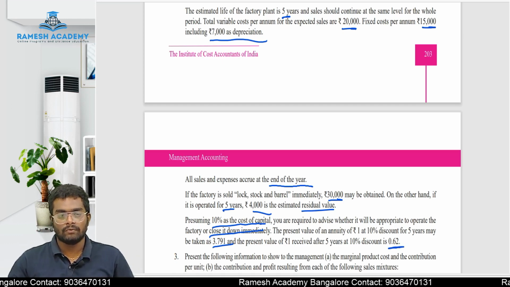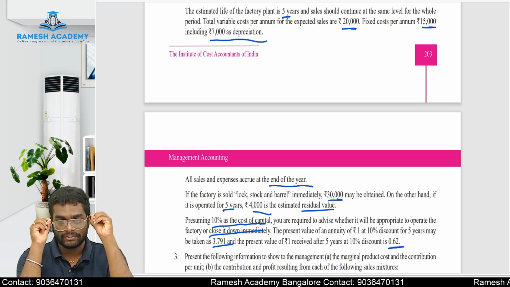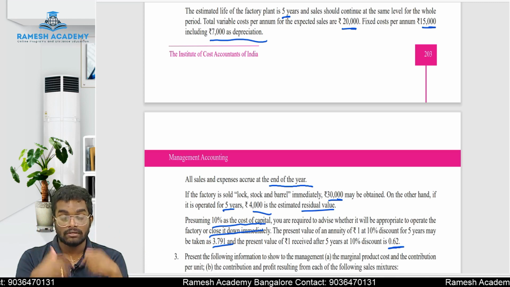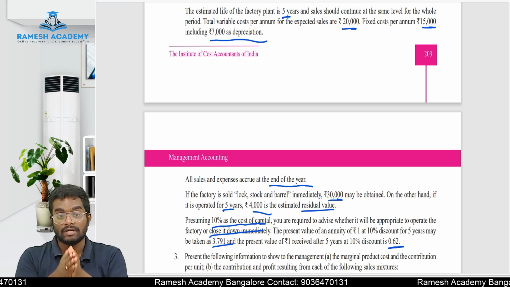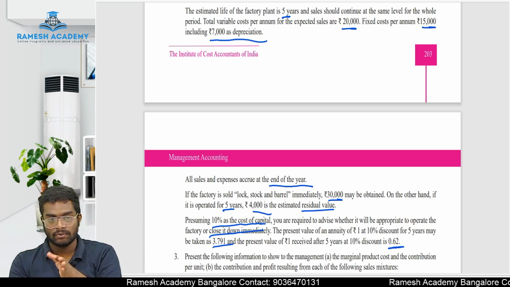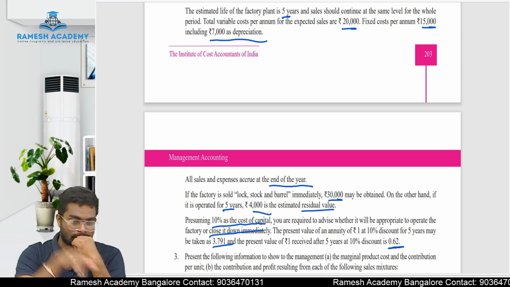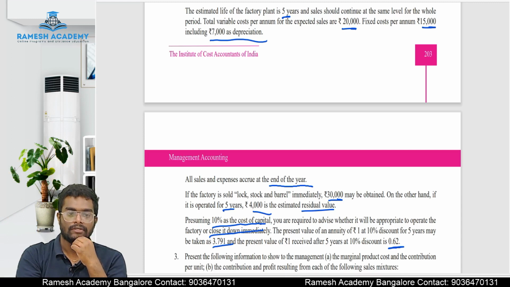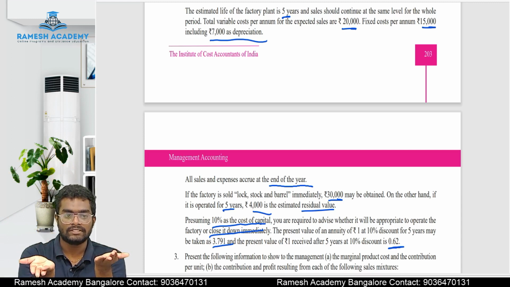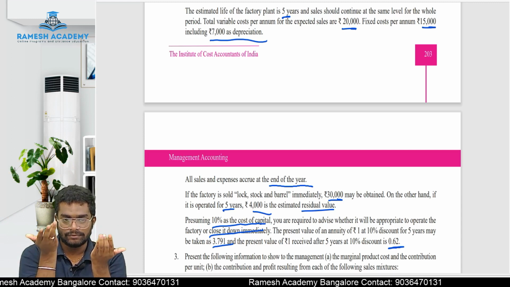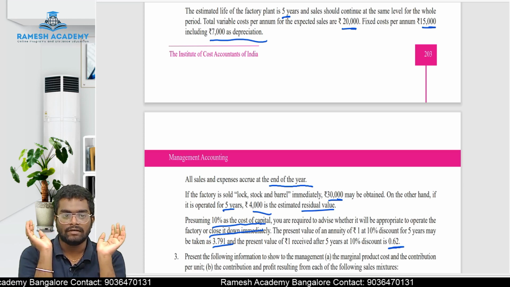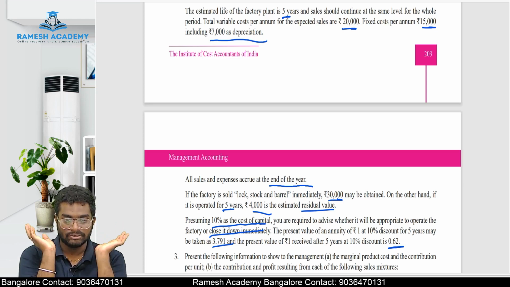So here now we have to make a decision whether we should sell immediately or run the business. To run the business, we should estimate the cash flow, how much cash flow we will be earning per year, and then discount everything to year 1. So we'll get an amount and compare it with the selling value, whichever is more. If selling is good, sell it off. If running is good, run the business. Simple.